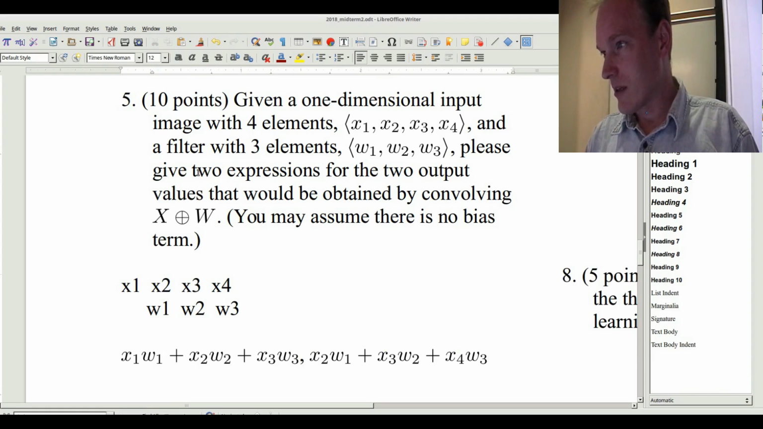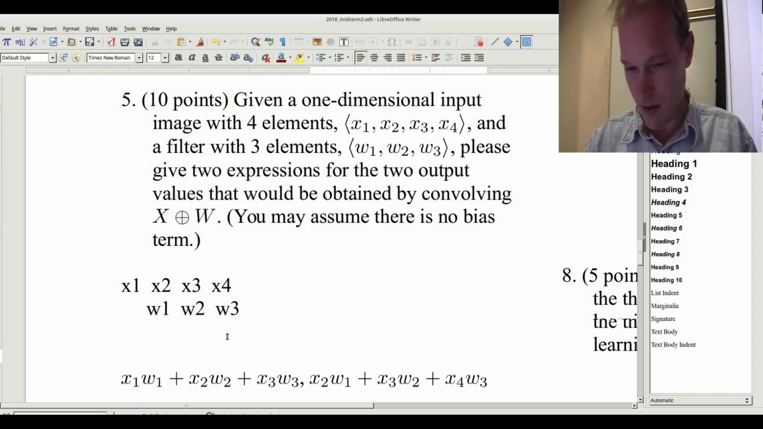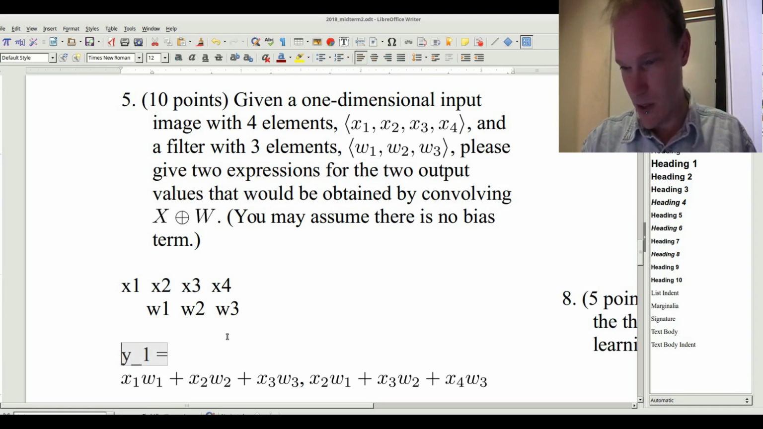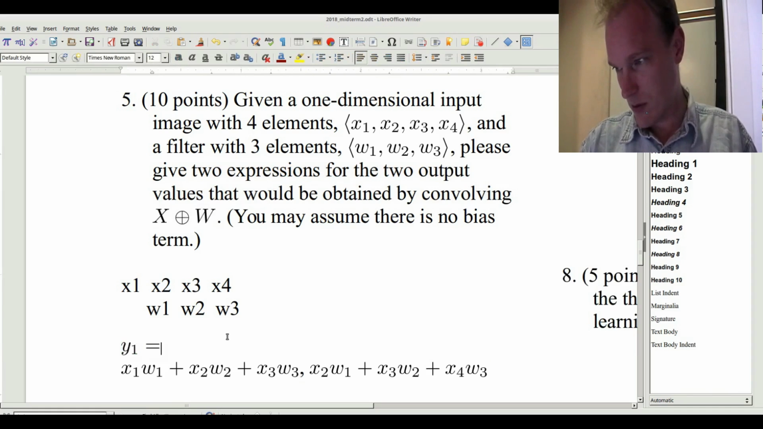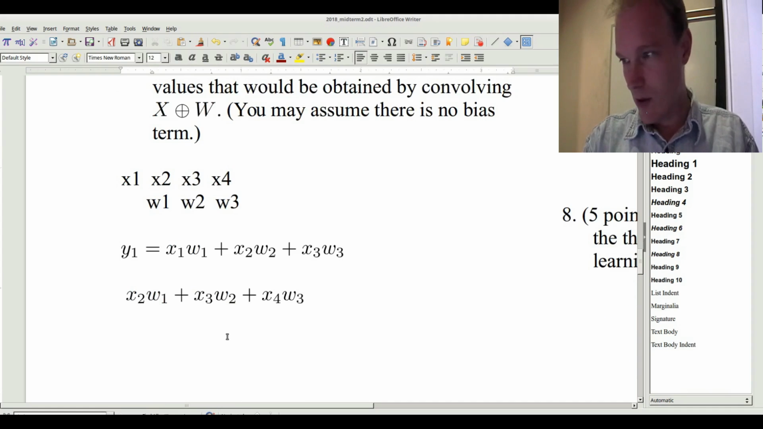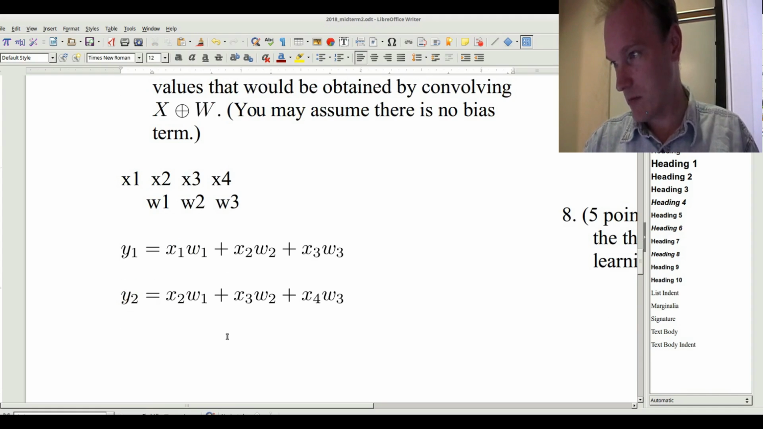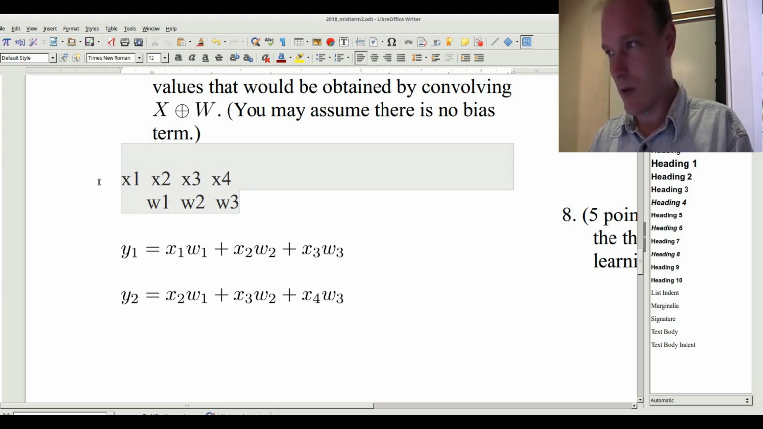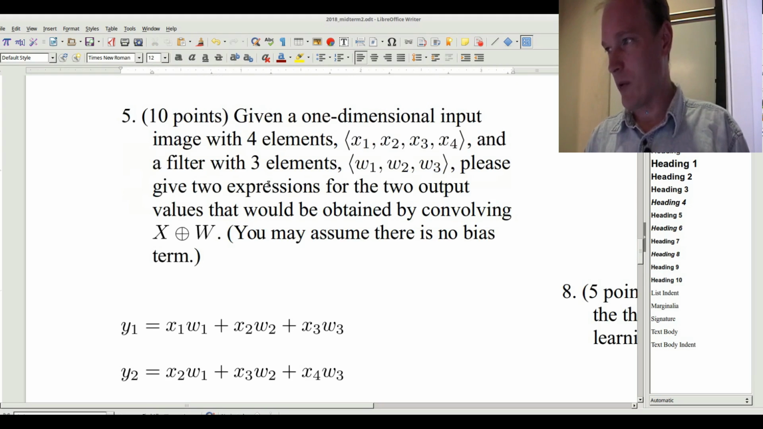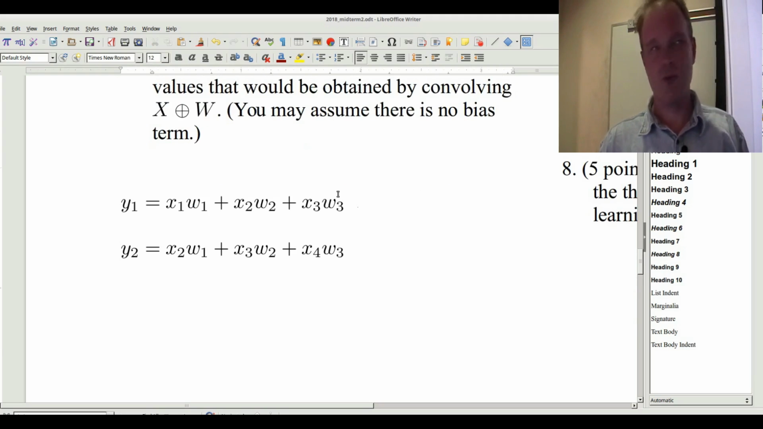Right? Give two expressions for the two output values. Okay, I guess I should have put it this way then, so that I can answer the question correctly. y1 equals that. y2 equals that. There. I have now given two expressions for the output of convolving this input with that filter. And there was the expected answer. Any questions on that one?